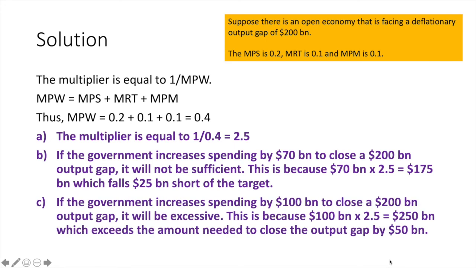If the government increases spending by $100 billion to close a $200 billion output gap, it will be excessive. This is because $100 billion times 2.5 equals $250 billion, which exceeds the amount needed to close the output gap by $50 billion. In actuality, to close this output gap, the government should spend $80 billion.